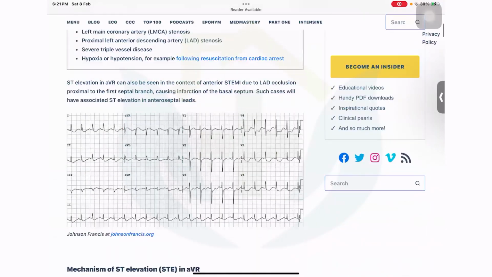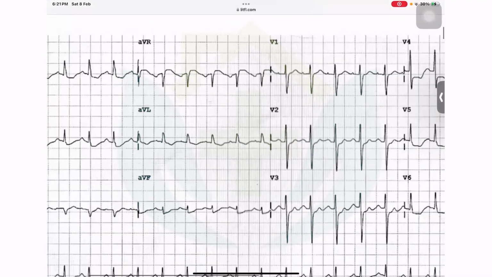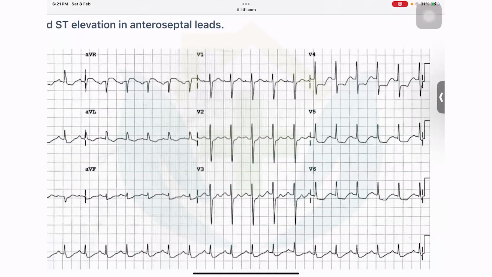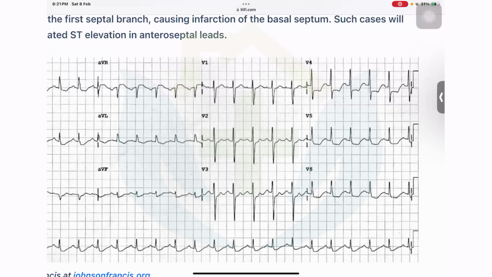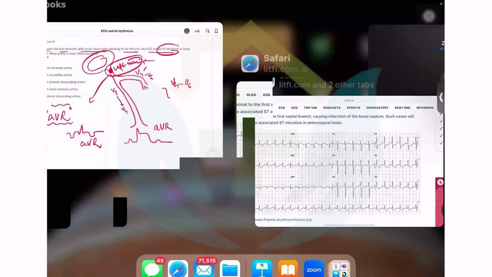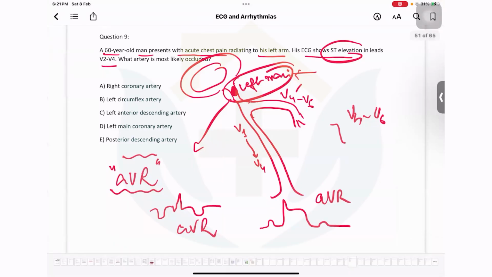So can you see? Yes. So now this is ST elevation here in aVR, and in V4 to V6 what is happening? ST depression and T wave inversion. Yes. This is the classical combination for left main occlusion. And believe me, this question was there in the MRCP exam.